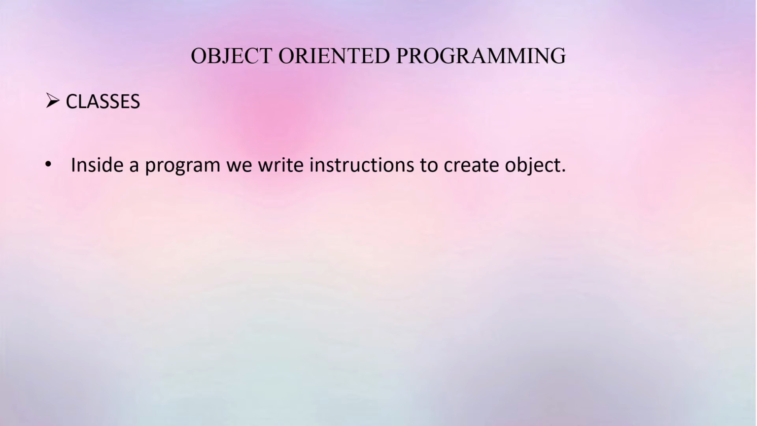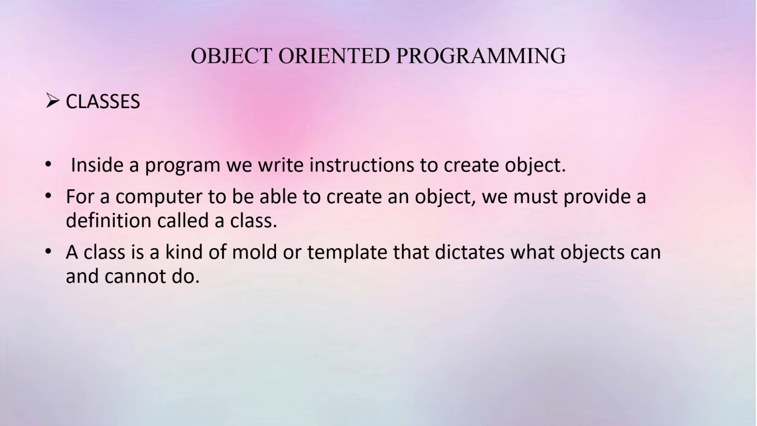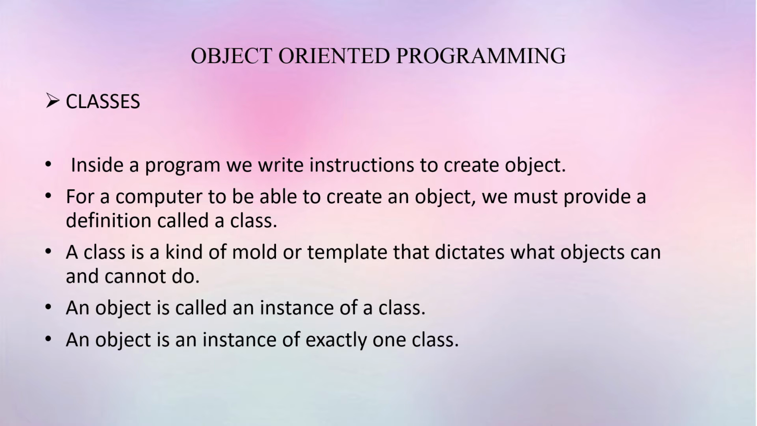classes. Inside a program, we write instructions to create objects. For a computer to be able to create an object, we must provide a definition called a class. A class is a kind of mold or template that dictates what objects can and cannot do. An object is called an instance of a class. An object also is an instance of exactly one class. So after this, I will show the example of the coding for object and classes.